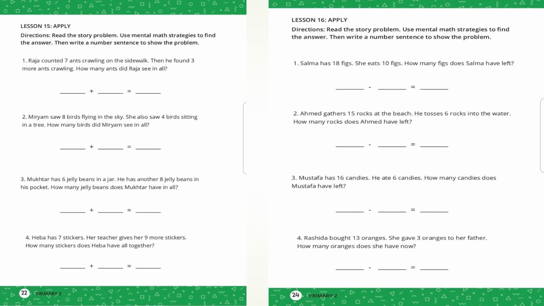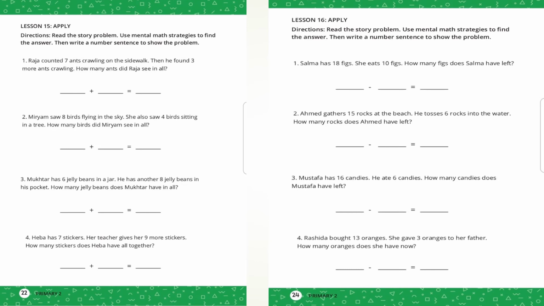Okay? Lesson 15, the apply part. Now we will solve story problems. Read the story problem, use mental math strategies to find the answer, then write a number sentence to show the problem. We said earlier, on solving a story problem, you have to read it carefully. Step number 2, you have to circle the numbers and underline the keyword.